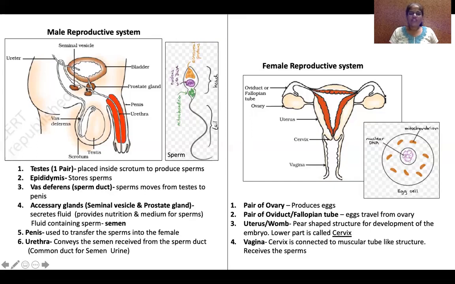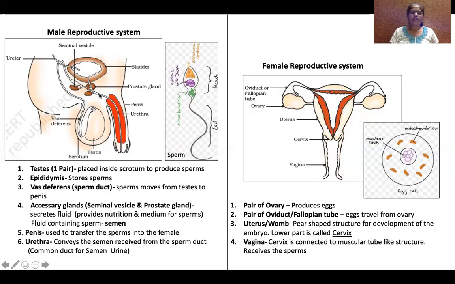What is the role of these fluids that are produced by the seminal vesicle and prostate gland? They provide nourishment, that is nutrition, to the sperms, and also a medium to move. Since it's a fluid, sperms easily move through this vas deferens. Once it's mixed with the fluid, it is called semen.